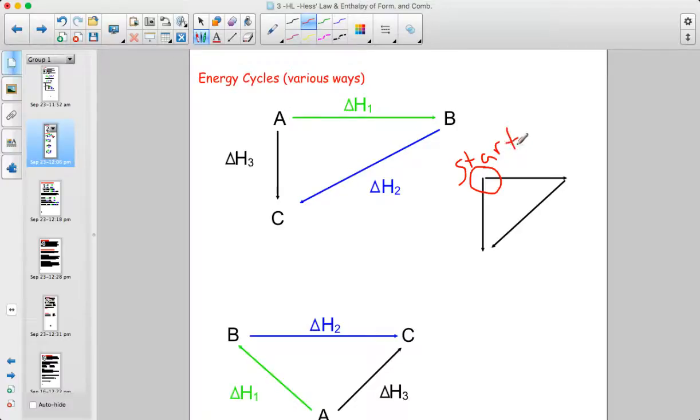So that's the start of the energy cycle. And down here where two arrowheads meet, that's the end. And so when I say start and end, I'm referring back to this idea of a point A and a point C.